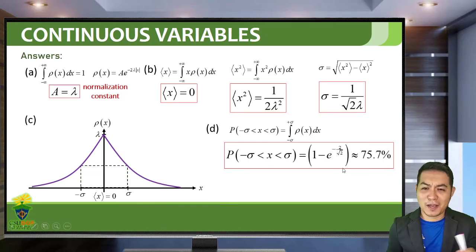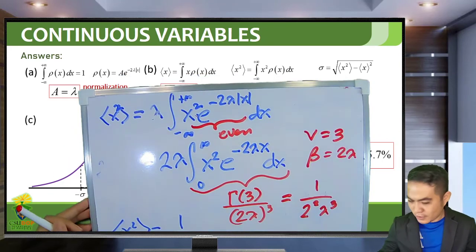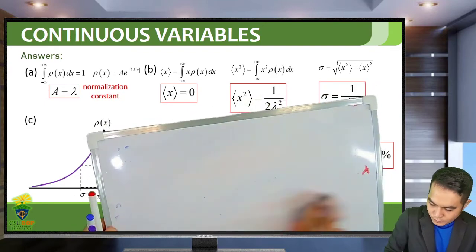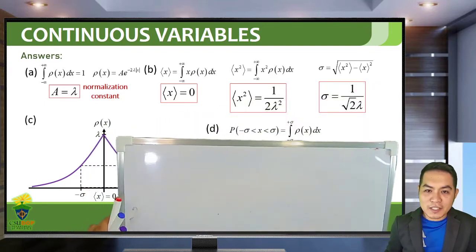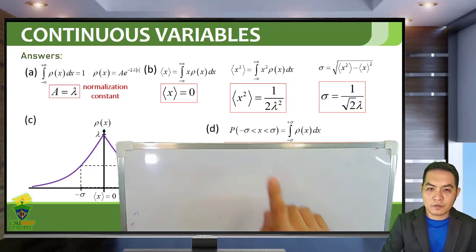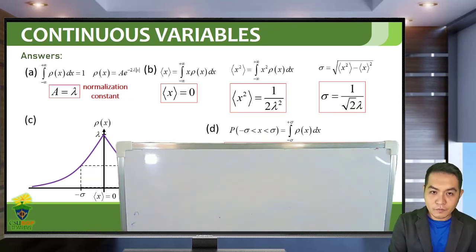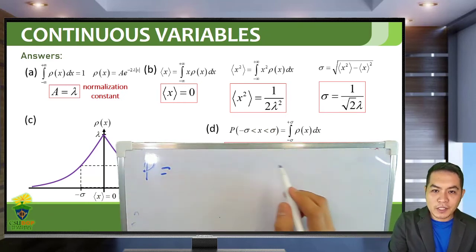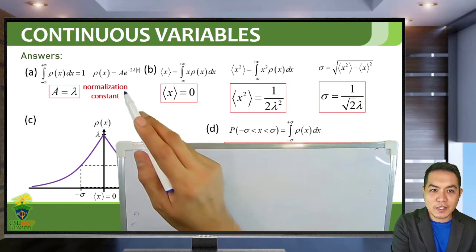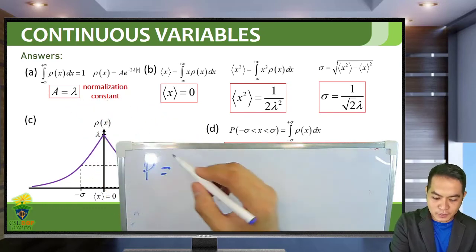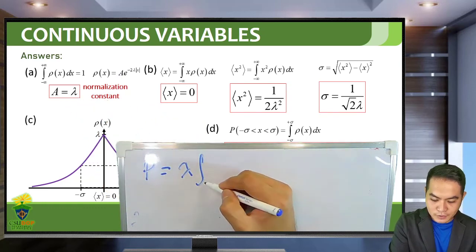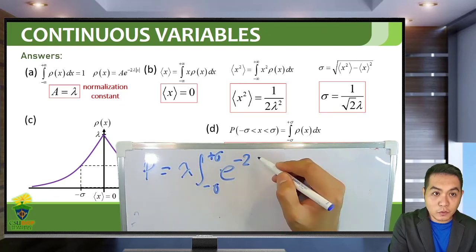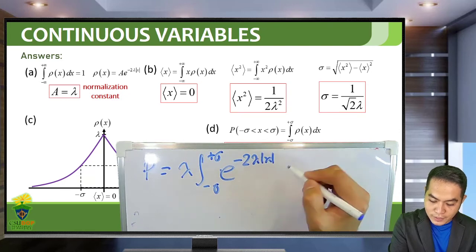Sorry, I already broadcasted the answer. So the probability is just this one. It's from negative infinity to positive infinity. Our rho of x is just this one, where a is equal to lambda. So we take lambda out of the integral from negative sigma to positive sigma of e to the negative 2 lambda absolute value of x dx.